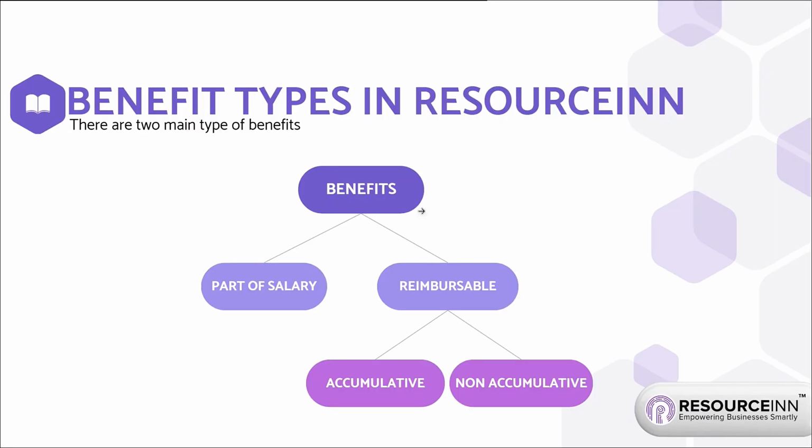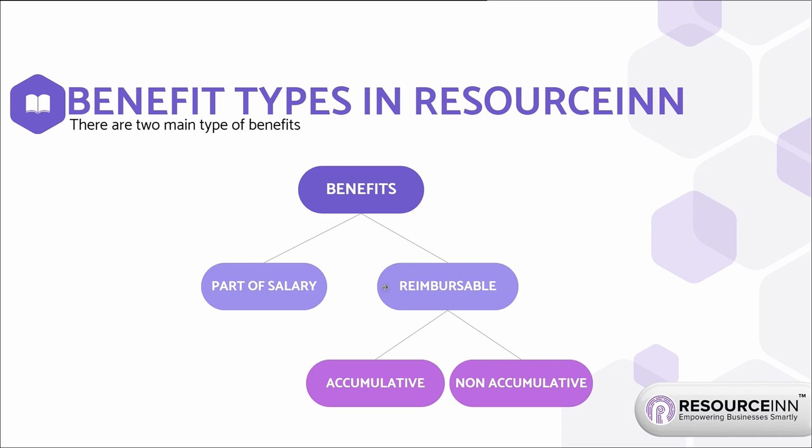As we have created our benefit of type part of salary, let's discuss the second type of benefit, which is a reimbursable benefit. Employees are required to create a request to claim the amount of the benefit. The main difference between a reimbursable and the part of salary benefit is that in part of salary, employees are not required to create any request to claim the benefit amount. But in reimbursable, employees are required to create a request to claim the amount of the benefit.